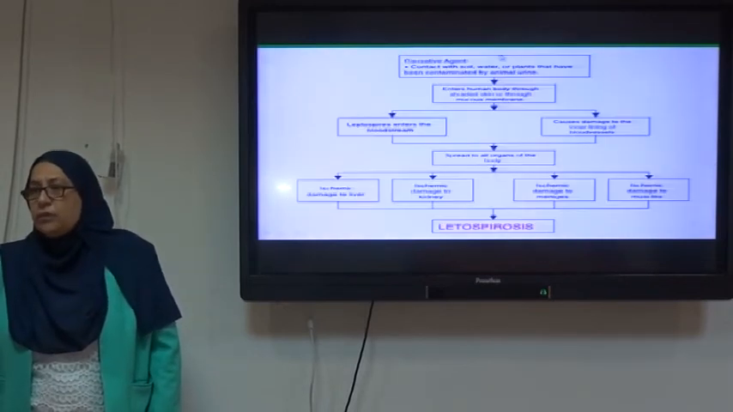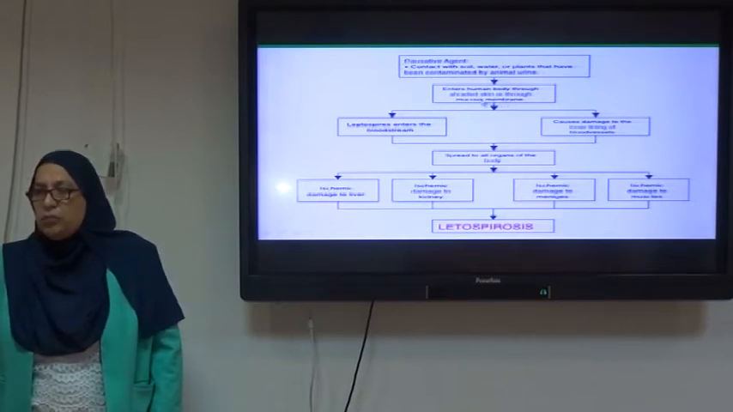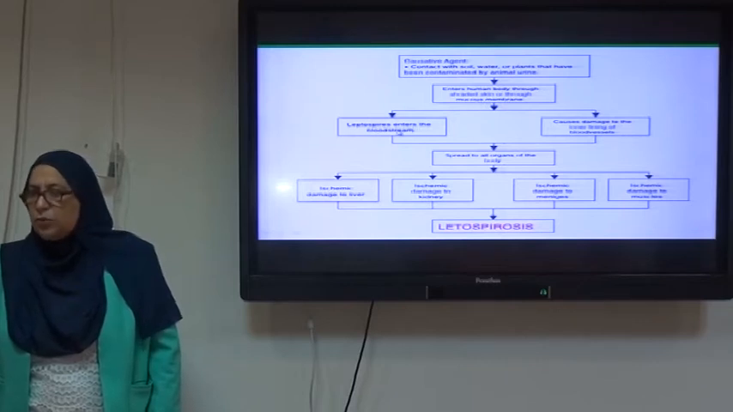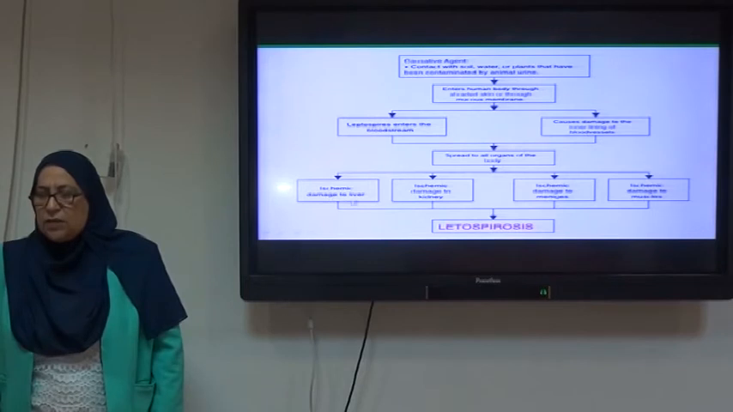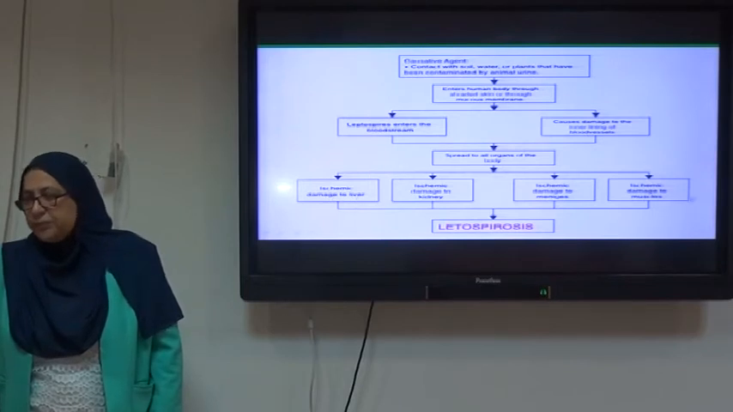The flow chart represents the pathogenesis of this organism. It enters through the skin and mucous membrane, enters the bloodstream, enters the inner lining of the blood vessels, and spreads to all organs of the body, causing ischemia in different organs, as you see.